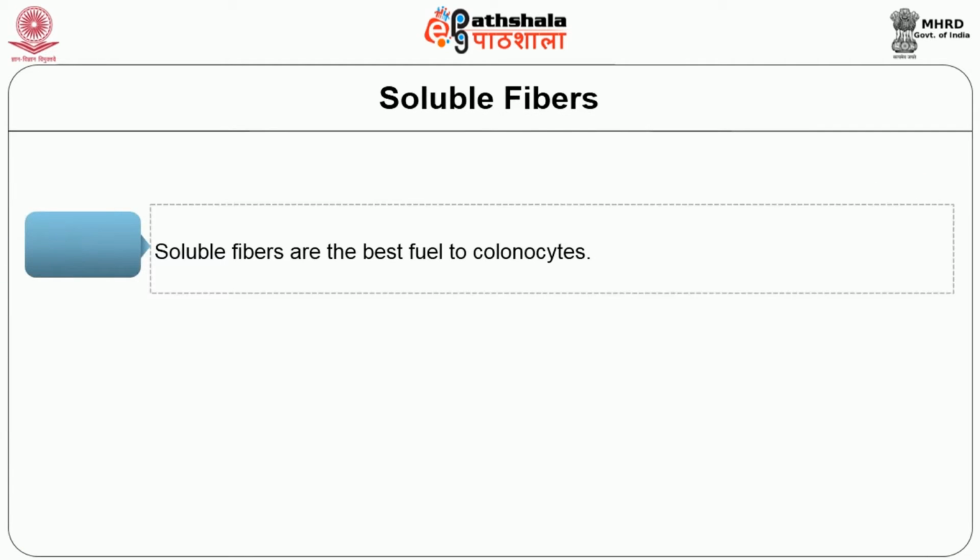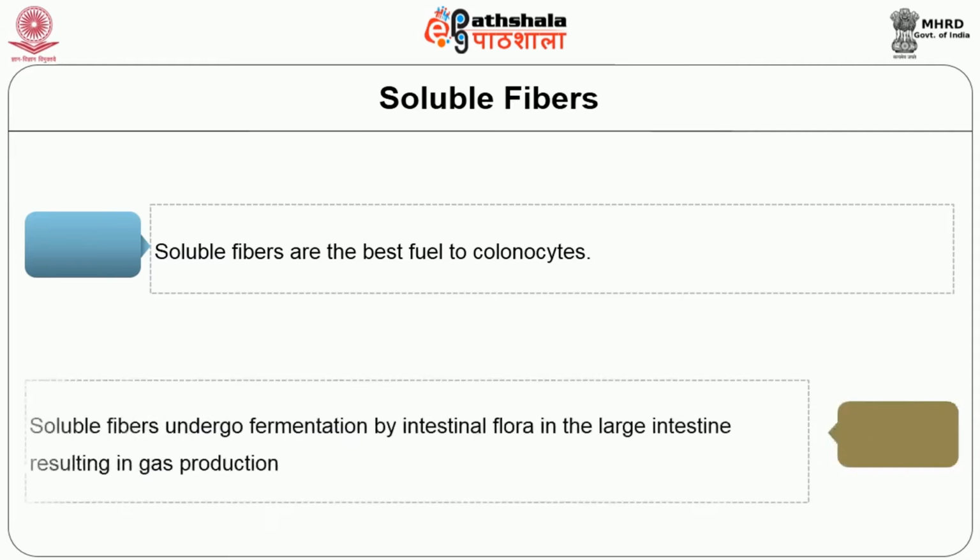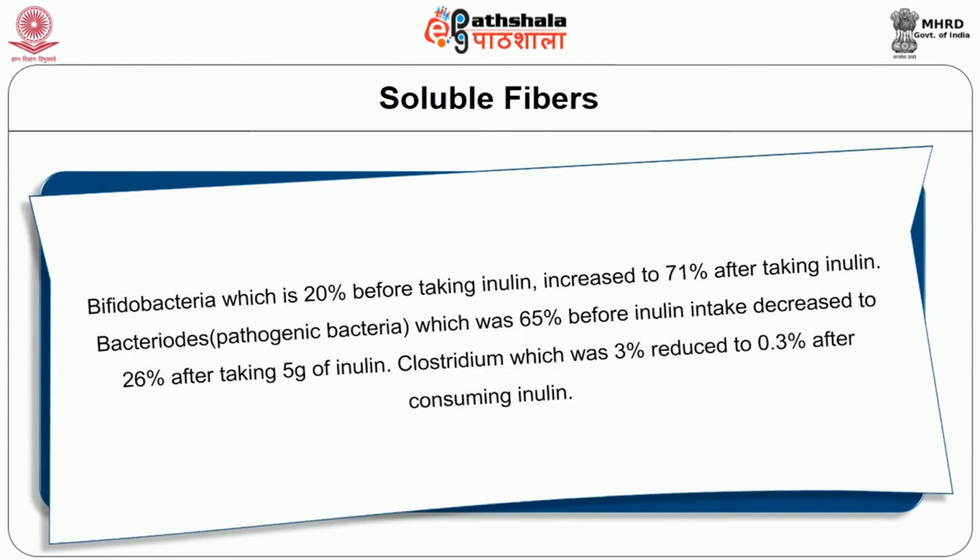So soluble fibers are the best fuel to colonocytes. Soluble fibers undergo fermentation by intestinal flora in the large intestine, resulting in gas production. Some studies show that bifidobacteria, which is 20% before taking inulin, increases to 71% after taking inulin. What is inulin? Inulin is a prebiotic. It's a non-digestible polysaccharide. When you take an adequate amount of inulin, the amount of bifidobacteria, that is a probiotic, increases to 71%.